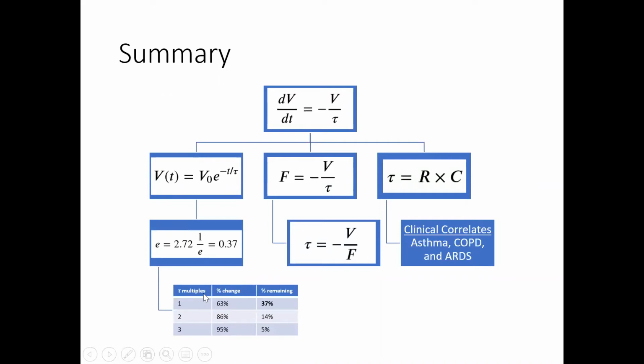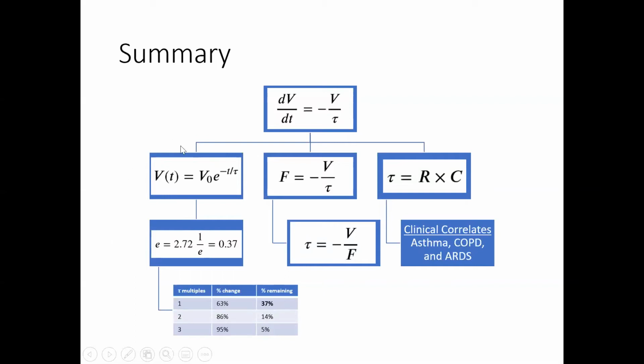And so let's take the first row, for example, where t equals 1 tau. If you put 1 tau in this equation, then that equation reduces to V equals V0 multiplied by e to the power of minus 1. e is the natural number, which is 2.72, and e to the power of minus 1 is the inverse of e, which is 0.37. And that's where that 37% remaining comes from.